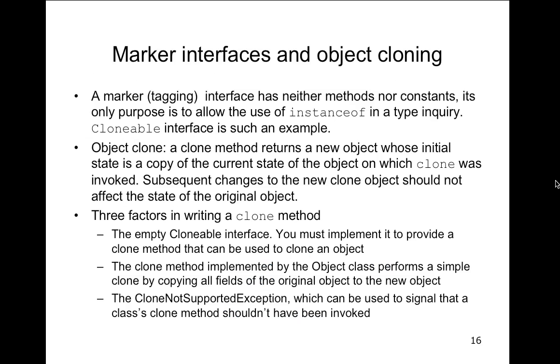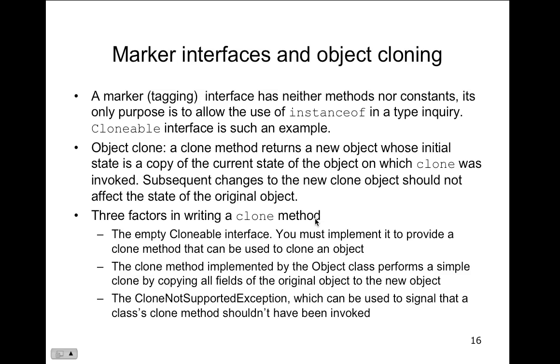Cloneable, clone. All right, let's talk about Cloneable for a second. The marker or tagging interface has no methods or constants. The only purpose is type inquiry. In fact, we've seen instanceof in that example for assignment number 2. We have the Cloneable interface as an example. The clone method returns a new object whose initial state is a copy of the original object. So we can actually clone objects so that we can make different instance type checks to them and treat them as different objects for compatibility purposes.